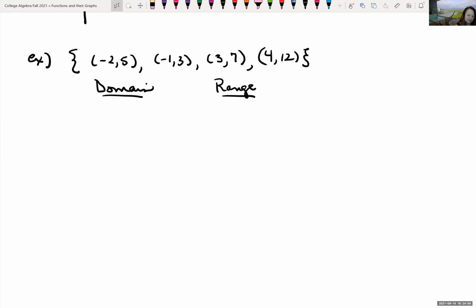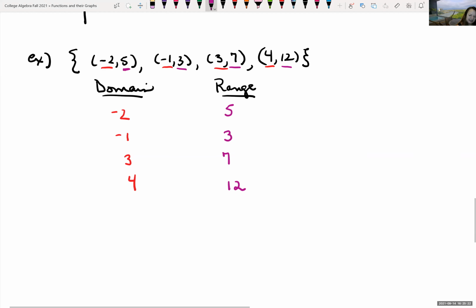So our x values, let's just write them down. So -2, -1, 3, and 4. And then let's write down our y values. We got 5, 3, 7, and 12.